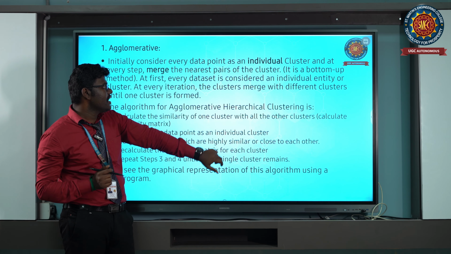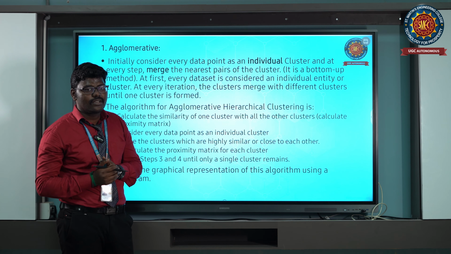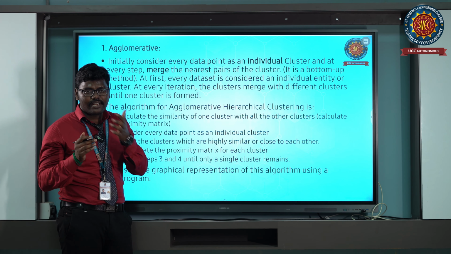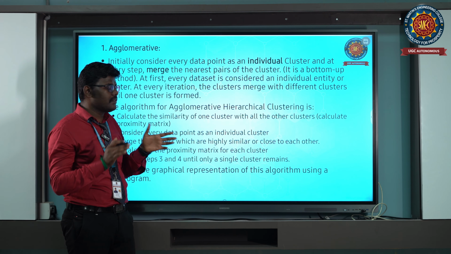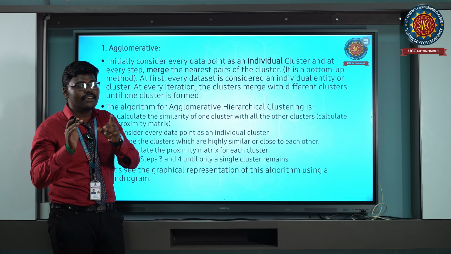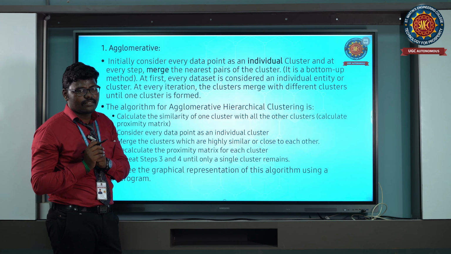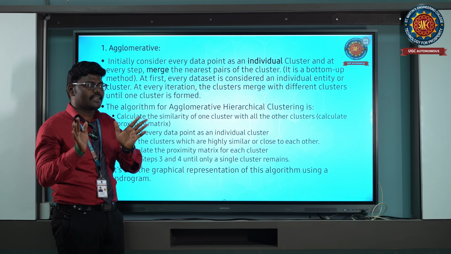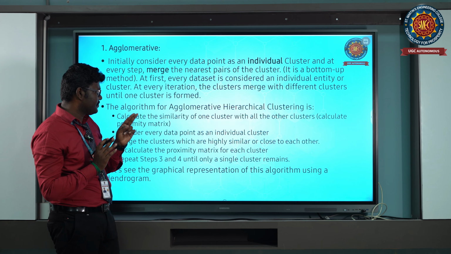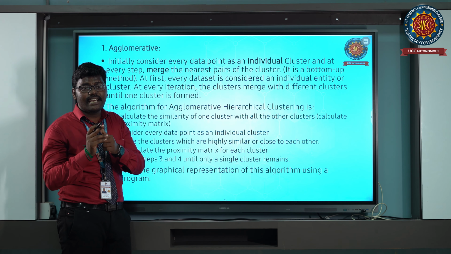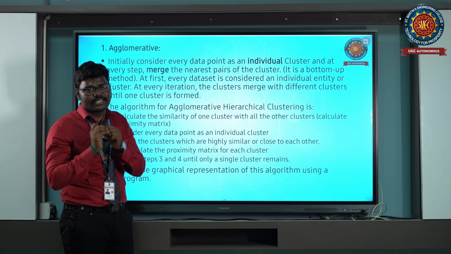Now we are going to see the agglomerative method. So what is the agglomerative method? As we already said for the hierarchical method, the same algorithm is followed. First of all, we need to consider every data point as an individual cluster. The second step, we merge the nearest pair of the two clusters.